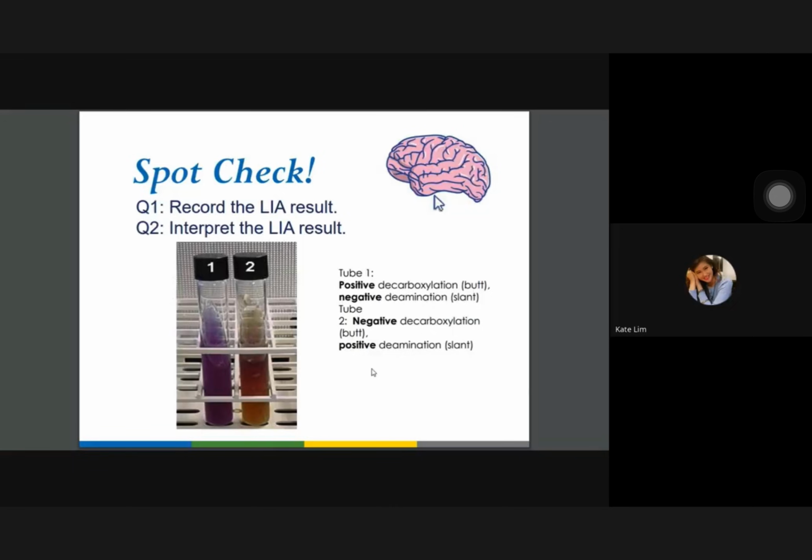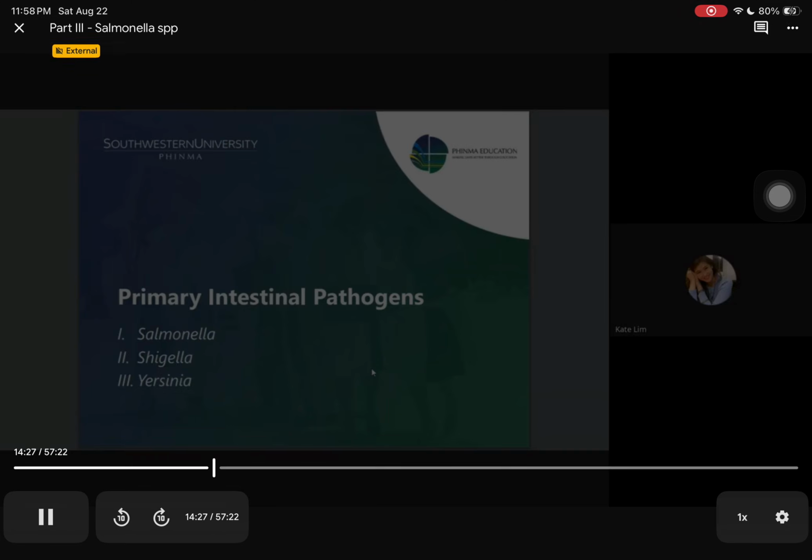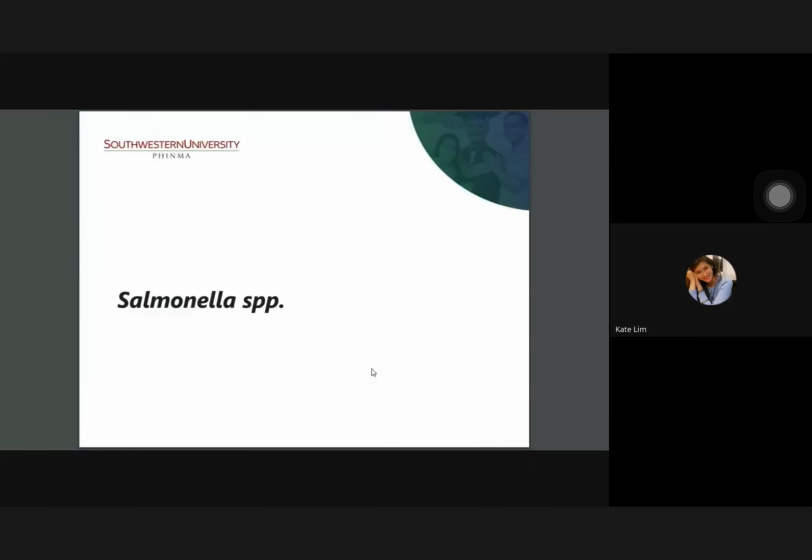Okay, so these are the right ones. So these are what I have been saying a while ago. All right, so we're done with E. coli. So let's go with the primary intestinal pathogens. So we have Salmonella, Shigella, and Yersinia, but don't you worry. These three groups would be shorter in coverage compared to your E. coli. So let's start with Salmonella.